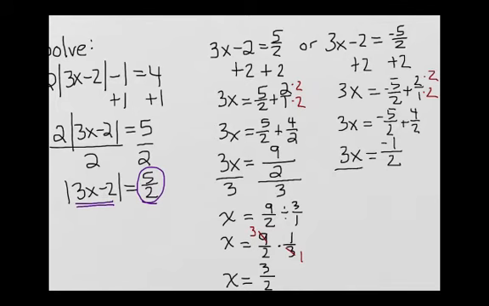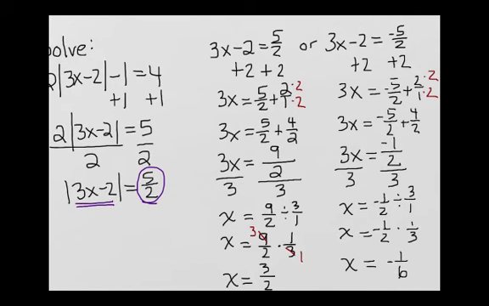To continue solving, we'll divide both sides of this by 3, and we get x is equal to negative 1 half divided by 3, which we can think of as 3 over 1. And again, to divide fractions, we need to change division to multiplication and the number that we're dividing by to its reciprocal, and in this case we get x is equal to negative 1/6.